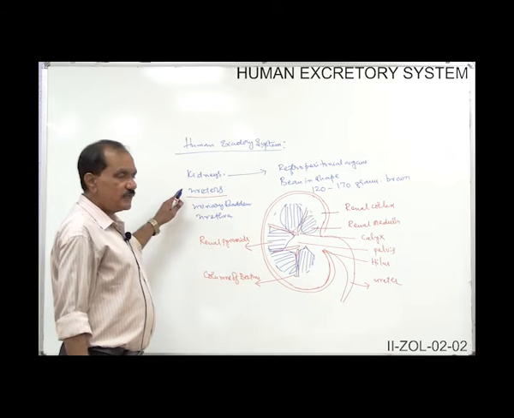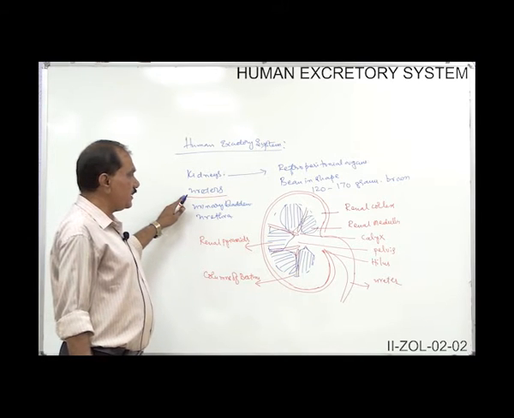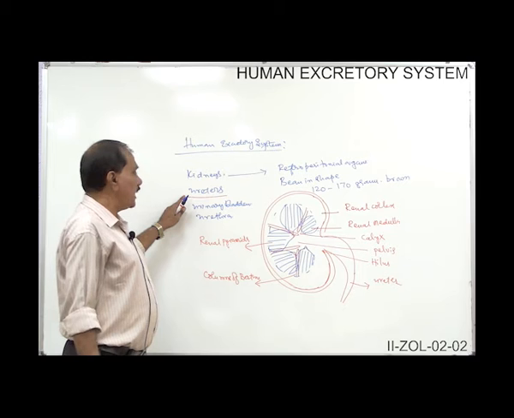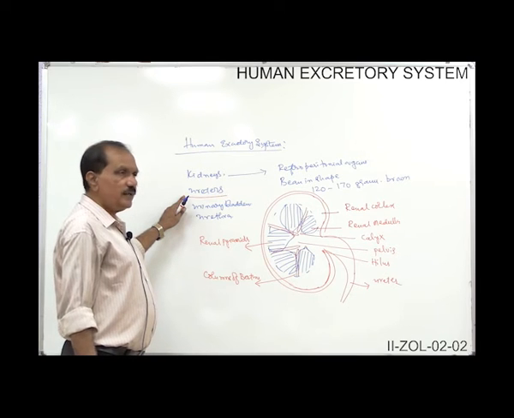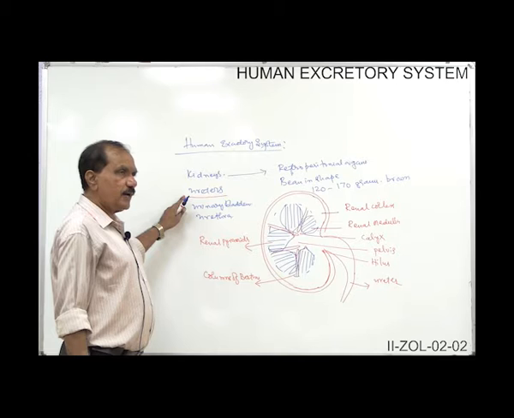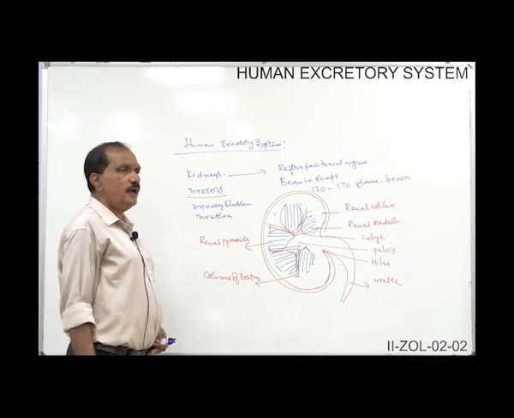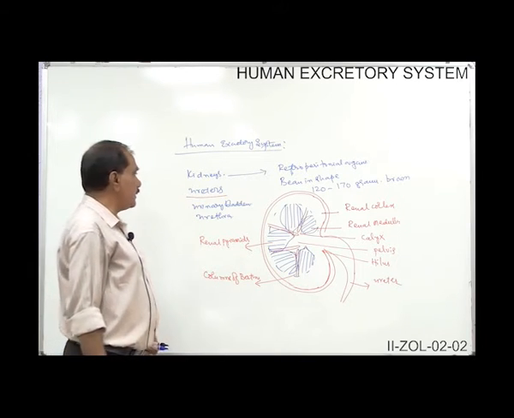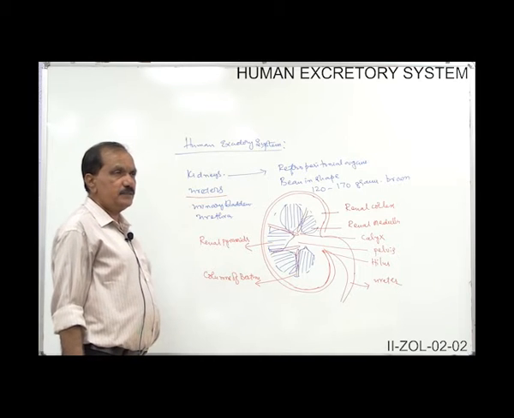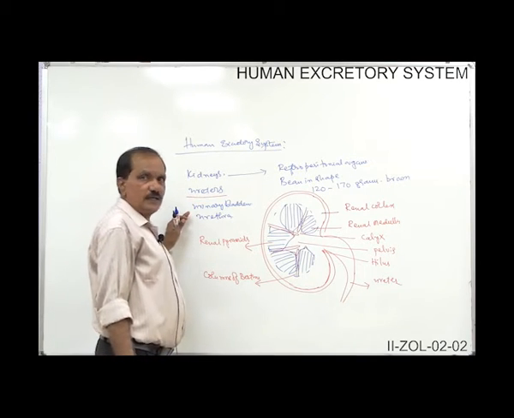So once again, please listen: the ureters are the long tubular structures which come out from the hilus, and they carry the urine and pass it into the urinary bladder, which is a bag-like structure present at the lower side of the abdomen. It stores the urine in a temporary manner, and it is covered by epithelial tissue and connective tissue.